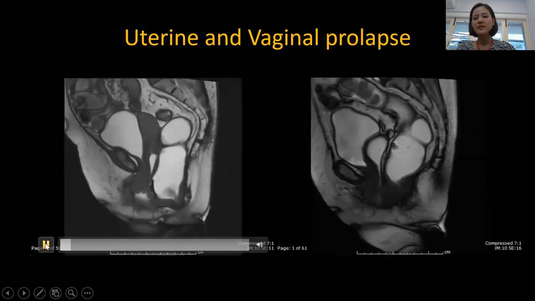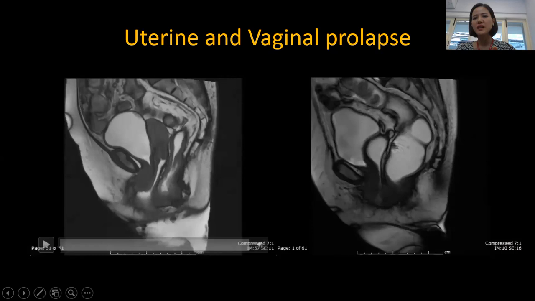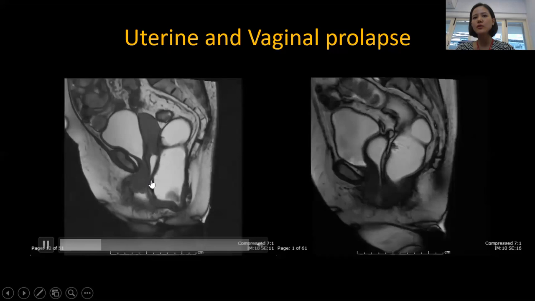We will see in this dynamic study that we use the anterior inferior aspect of the uterine cervix. And it descends about 2.3 centimeter, that is a mild degree of uterine cervical prolapse. And in this case, you can see anterior rectocele too.